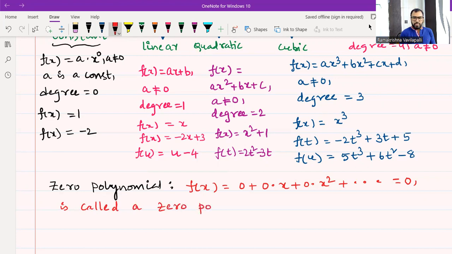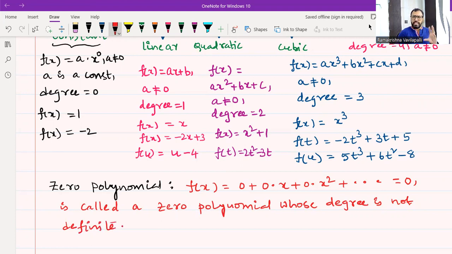So the degree of a zero polynomial is not defined. It's a zero polynomial whose degree is not defined. So it has no finite degree. So once again, zero polynomial means it contains all zeros.